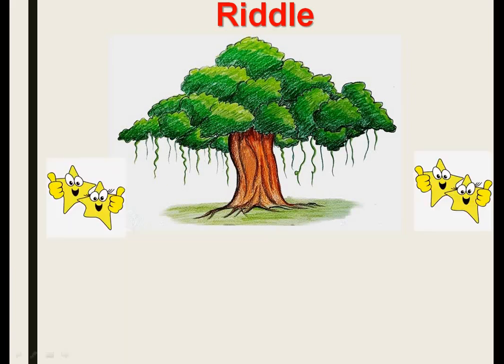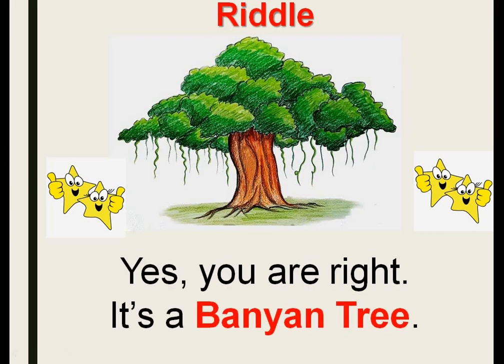So, can you recognize the answer by seeing this picture? Yes, you are right. It's a banyan tree. A banyan tree gives cool shade to the passers-by and shelter to birds and animals. Like the banyan tree, there are many living things in our environment which are connected with each other.